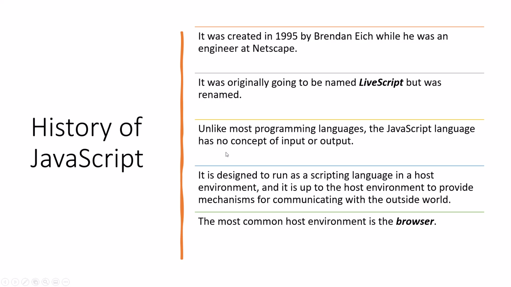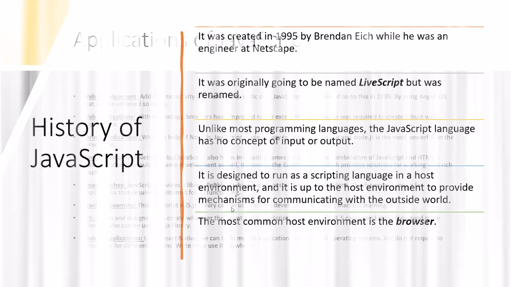Unlike most programming languages, the JavaScript language has no concept of input or output. It is designed to run as a scripting language, as I said, in a host environment, and it is up to the host environment to provide mechanisms for communicating with the outside world. The most common host environment is the browser for the JavaScript language. So this is the very brief history of the JavaScript language.